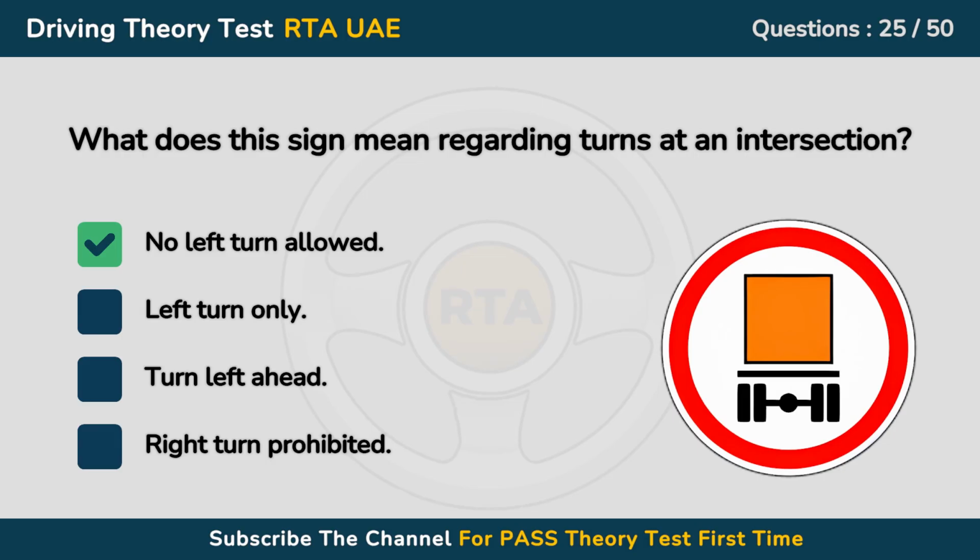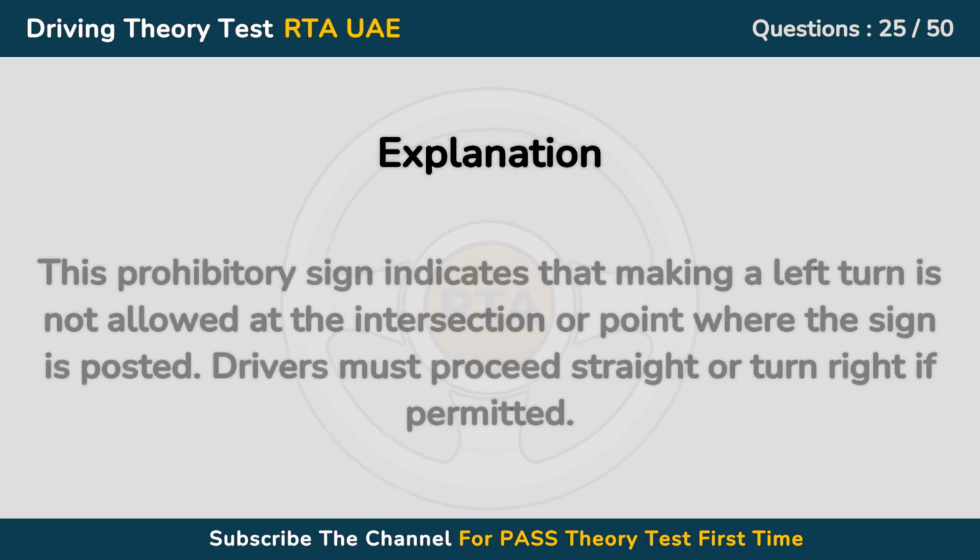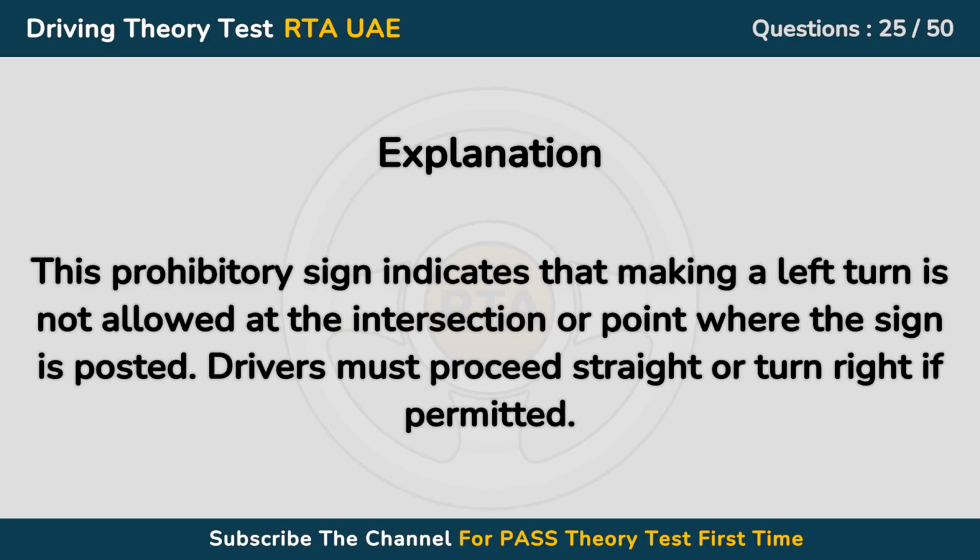Answer is A. No left turn allowed. This prohibitory sign indicates that making a left turn is not allowed at the intersection or point where the sign is posted. Drivers must proceed straight or turn right if permitted.